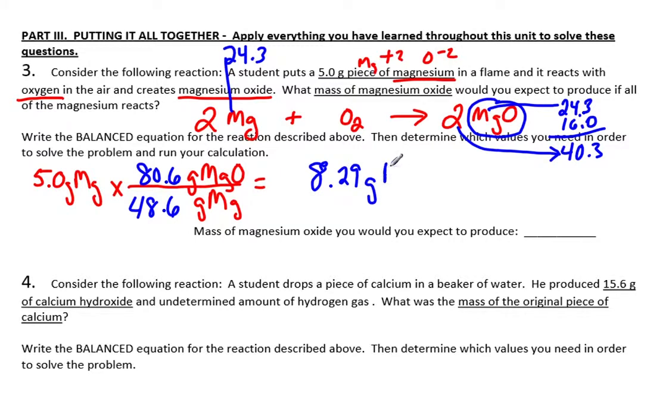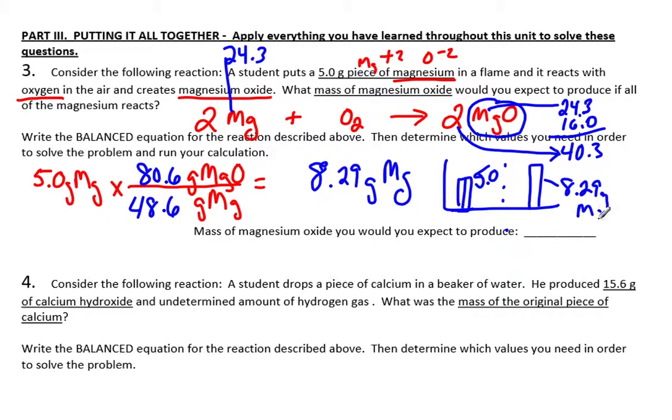8.29 grams of magnesium oxide. So if I was looking at a graph here, the 5-gram piece of magnesium would go down and hit 0 when the magnesium oxide hits 8.29 grams. So this is how much product I can make when all of my magnesium is used up, and we assume there's enough oxygen in the air. We're not limited. Let's do the next one here.